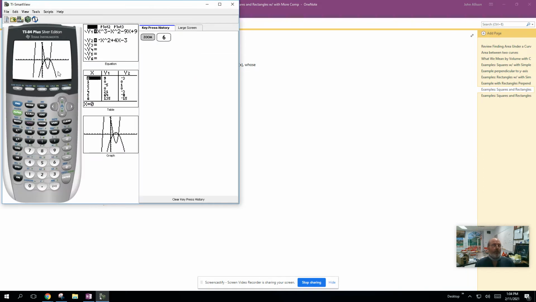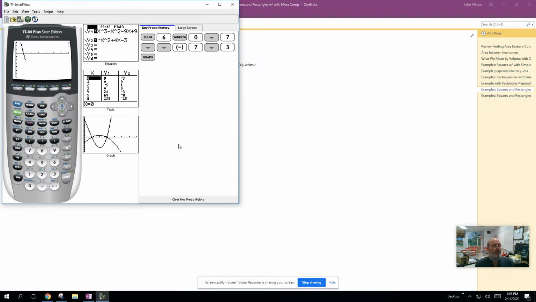Go to the calculator, and I've got this graphed. This is the cubic function. This is the quadratic function. These intersect at points 1 and 3 on the x-axis. We'll zoom in a little bit on that. I'm going to change the window to x equals 0 to 7, and y equals -7 to 3, so we can see a little better what that looks like.